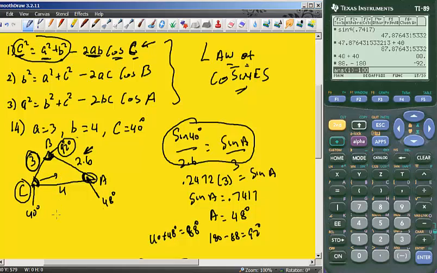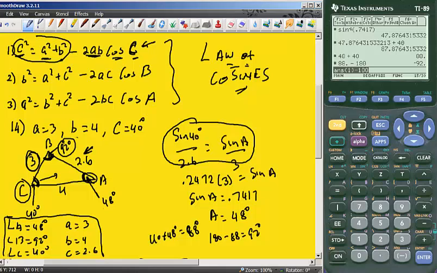Okay, so we found everything. So let's list everything. Angle A is 48 degrees. Angle B is 92 degrees. Angle C is 40 degrees. Side A is 3. Side B is 4. And side C is 2.6. And we do not have an ambiguous case when we're using law of cosines. Ambiguous case only occurs with law of sines.